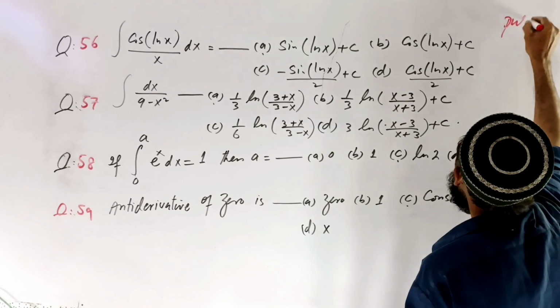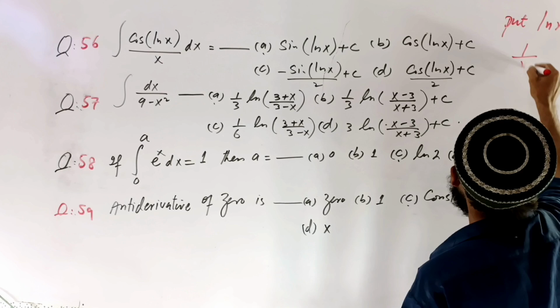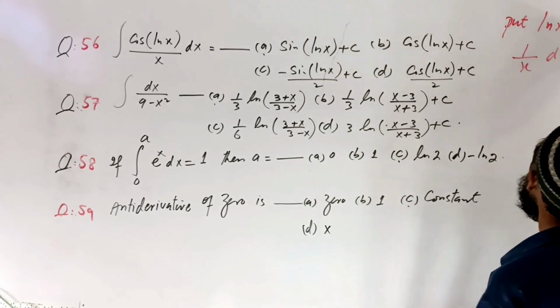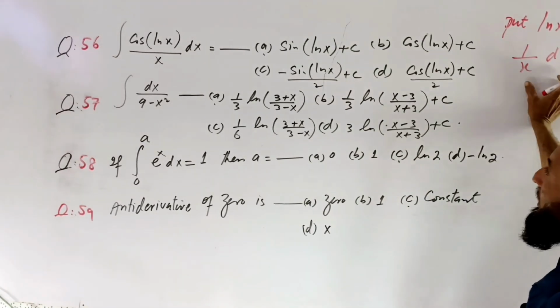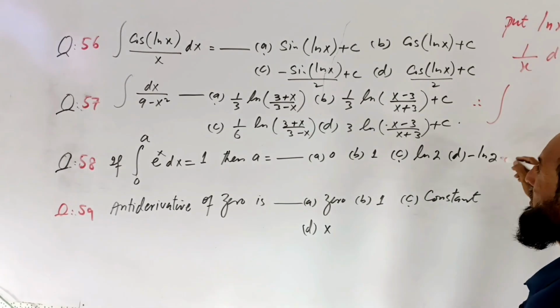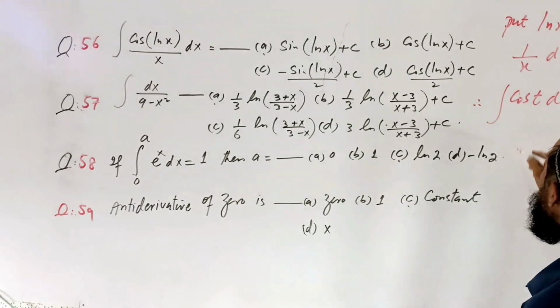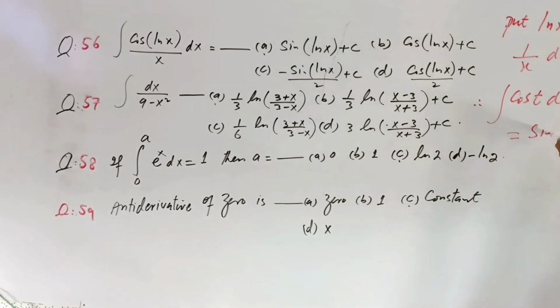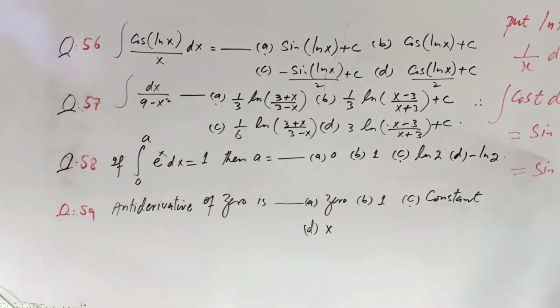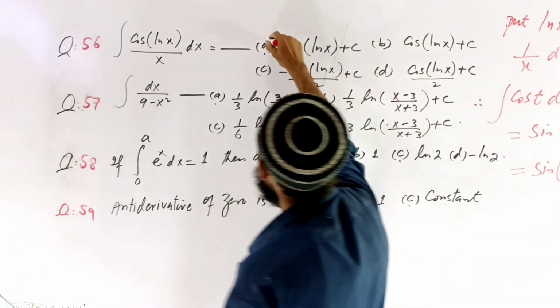Suppose that we put log of x is equal to t. So derivative of 1 over x into dx is equal to dt. So we require 1 over x dx is equal to dt. We just replace in the integration cos log of x, we put here t and in place of 1 over x dx we put dt. So the result is equal to sine t plus c, and in place of t we put log of x plus c. Now check the answer. Option A is the correct option.